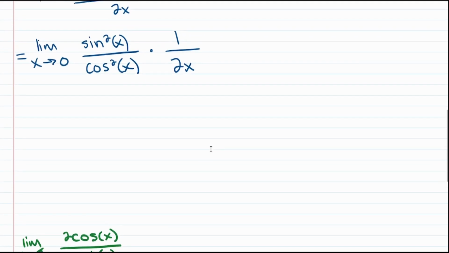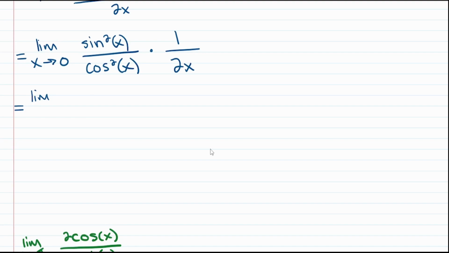Now we're working in terms of sine and cosine, but we need just one of those, not sine squared or cosine squared. So what I see here is that we have sine squared x here, and we have an x in the denominator over here. So if we can get it in terms of just one sine x and then move the x over, we can use our sine special limit. So let's go ahead and separate sine squared x over cosine squared x.